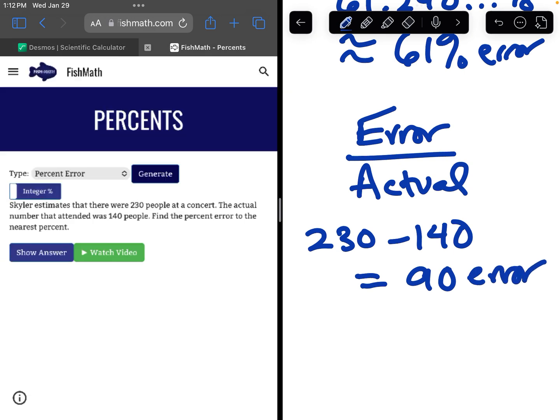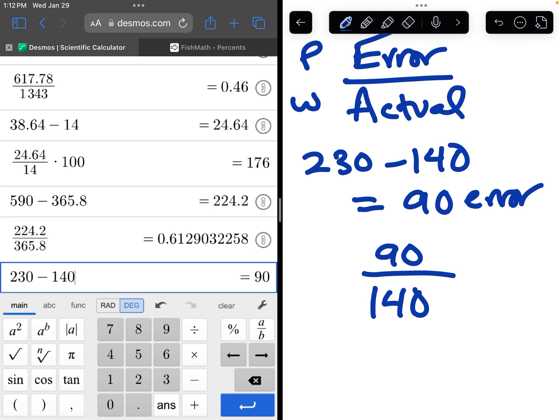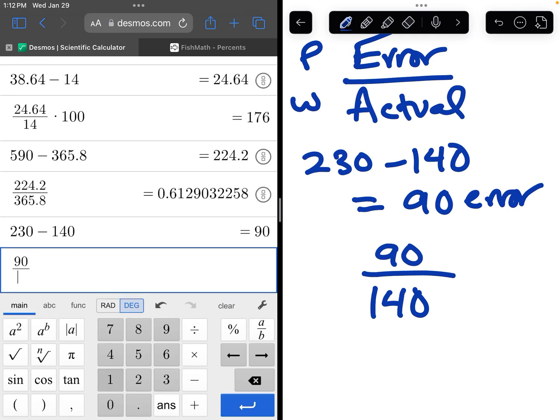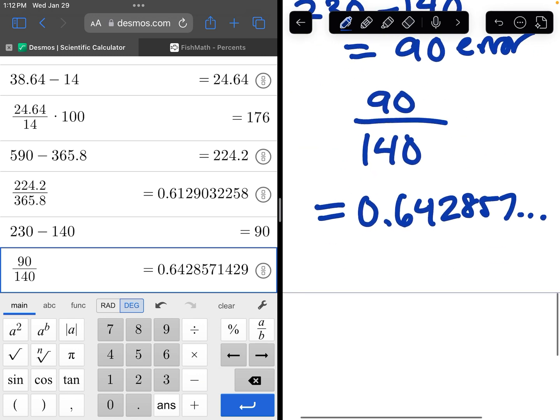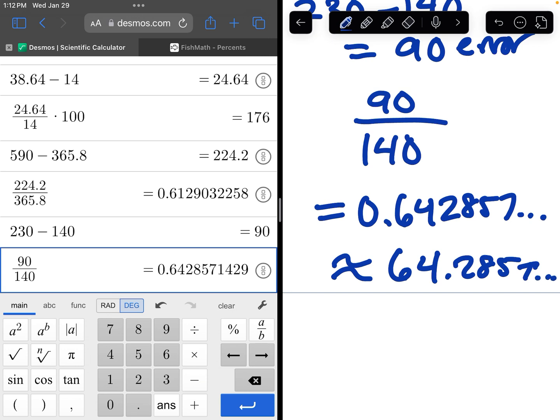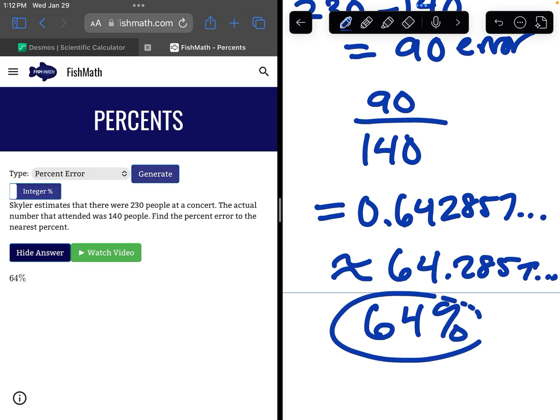That's the error. We go back and think of it again as part of our whole relationship. So 90 is the error out of the actual number, which is 140, and that will give us our answer. So 90 out of 140 is, let's see, we'll call that 0.642857. So that's about 64.2857, etc. percent. And let's go back to the rounding. It says to the nearest percent, so that would be 64% error.